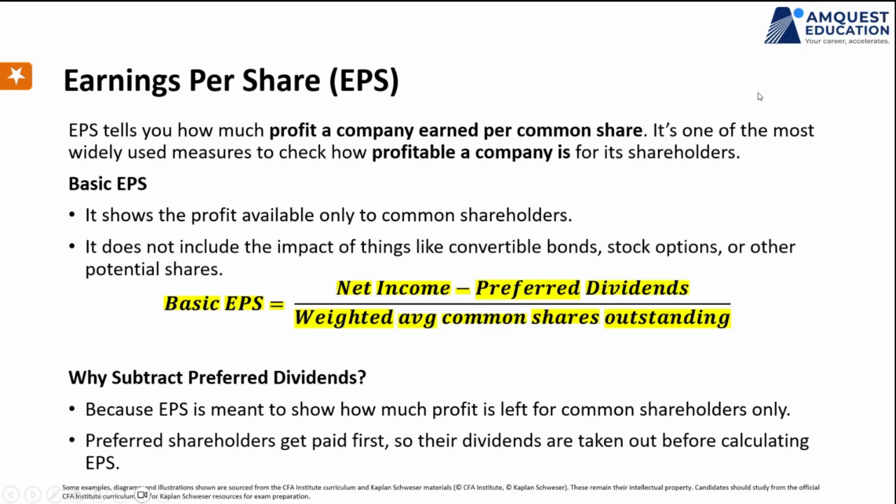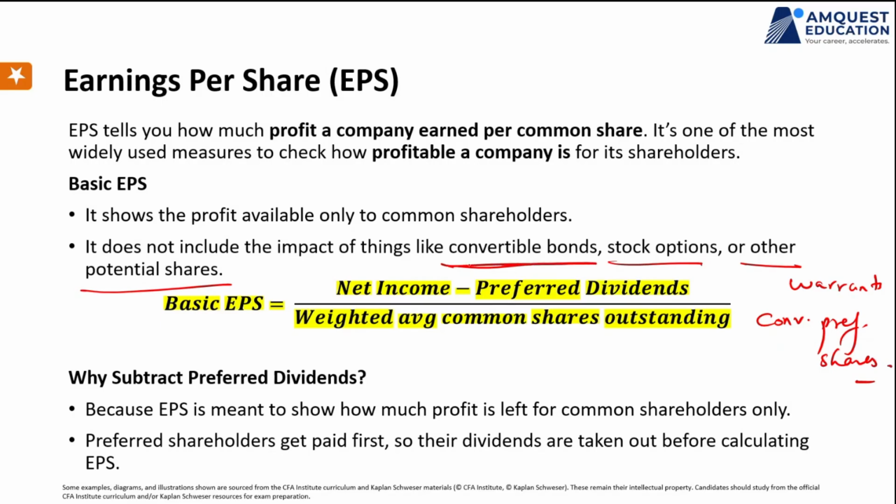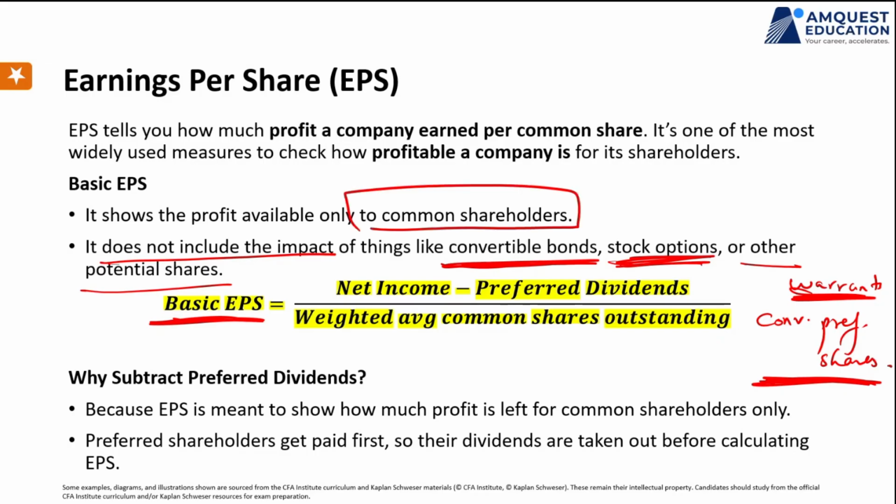Now, from our perspective, basic EPS shows the profit available only to common shareholders. It does not include the impact of things like convertible bonds, stock options, or other potential shares such as warrants or convertible preferred shares. So there are four types of securities: convertible bonds, options, warrants, and convertible preferred shares. The impact of these four securities is not visible in basic EPS. Basic EPS only talks about common shareholders.